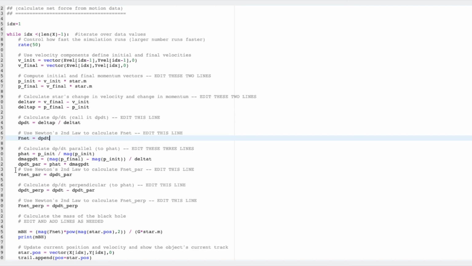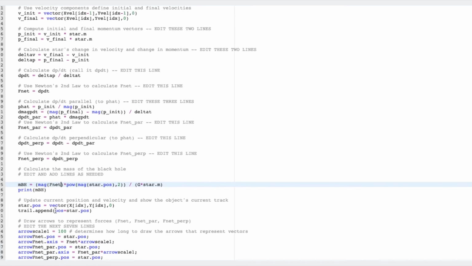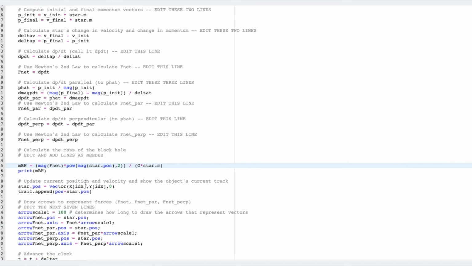And then using the similar concept, we say that the parallel component of the net force is equal to the parallel component of dp dt, and then the perpendicular component of net force is equal to the perpendicular component of dp dt. And this is very important, as it's important to understand that the parallel component of F net and the perpendicular component of F net are respectively equal to the parallel component of dp dt and the perpendicular component of dp dt. Like I said, using the F net that we just calculated, we are able to print out the mass of the black hole, and we'll look at the mass of the black hole next.